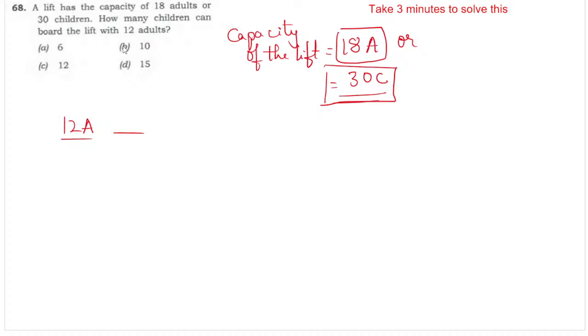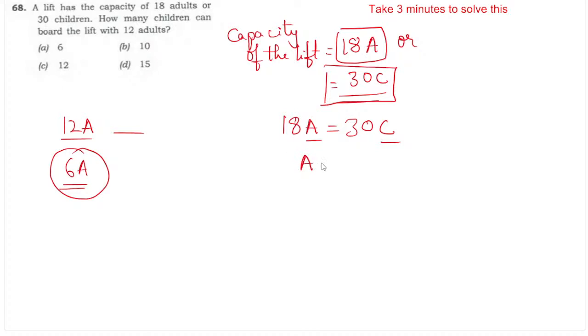The capacity of the lift is 18 adults. There are currently 12 adults, so 6 more adults can be accommodated in the lift. So we have to find the equivalent of 6 adults. We know that the capacity of 18 adults is equal to the lift, which is equal to 30C. Let C be the average weight of each child, and A be the average weight of each adult.